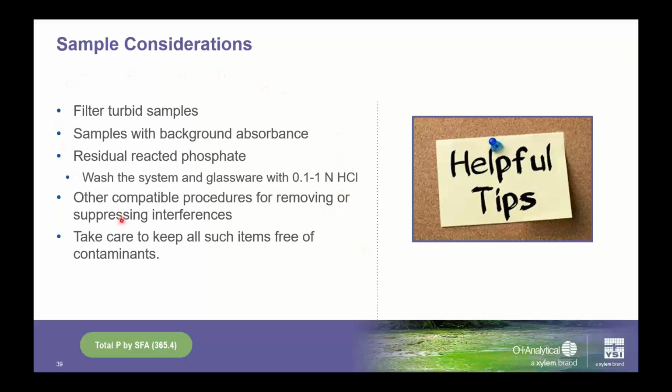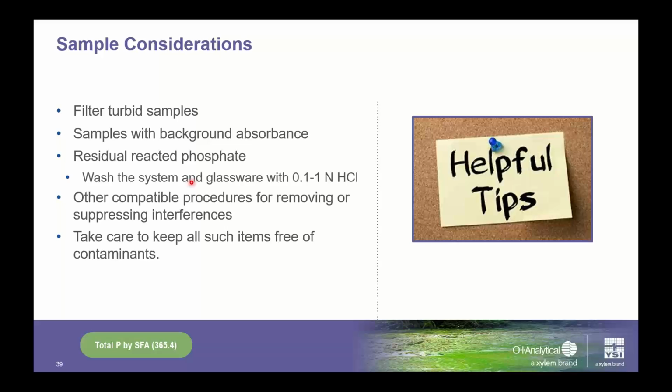Some things that they had to consider for those samples are very similar to what we talked about for TKN. If you have a very turbid sample, you definitely are going to want to filter that. And you also, in this method, as well as the TKN, need to be cognizant of color that might interfere with those measurements that you're doing at 660 nanometers.